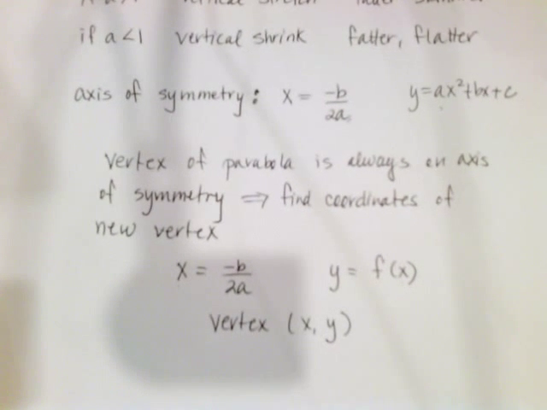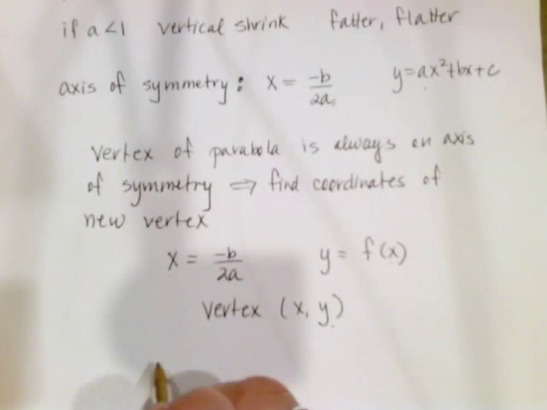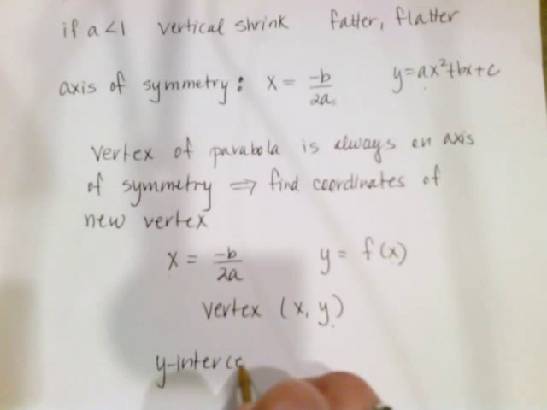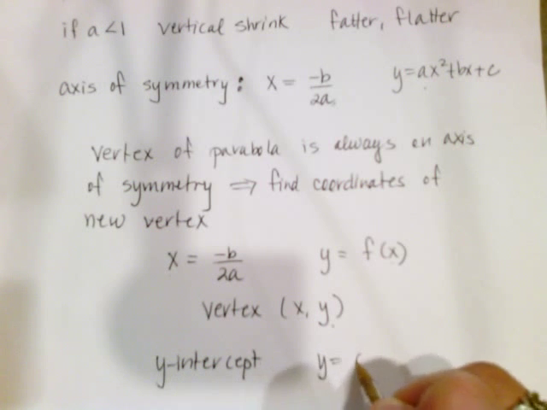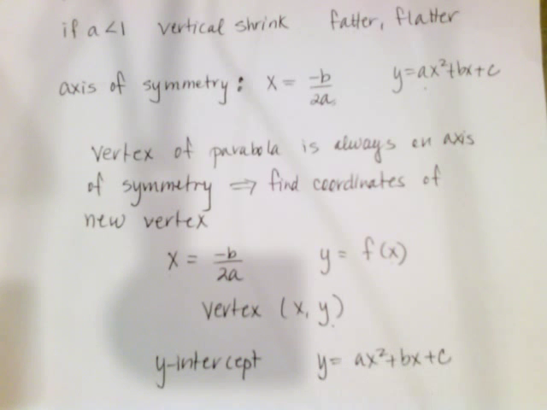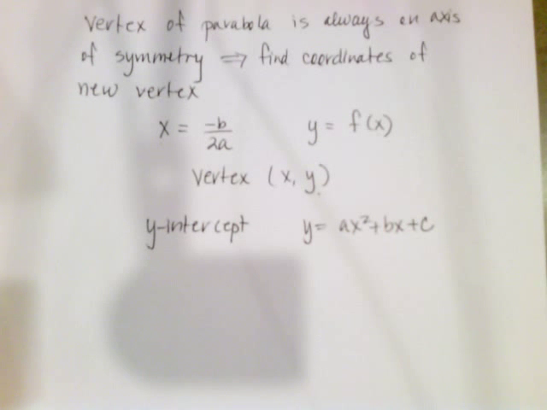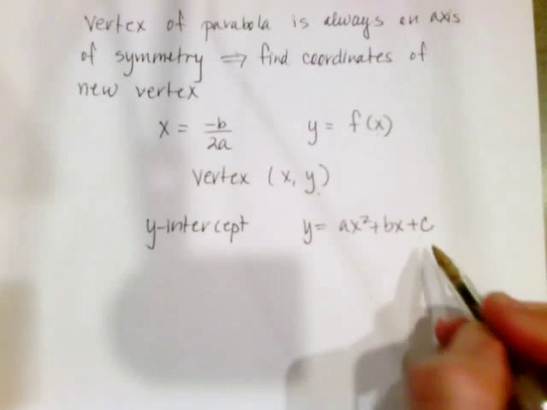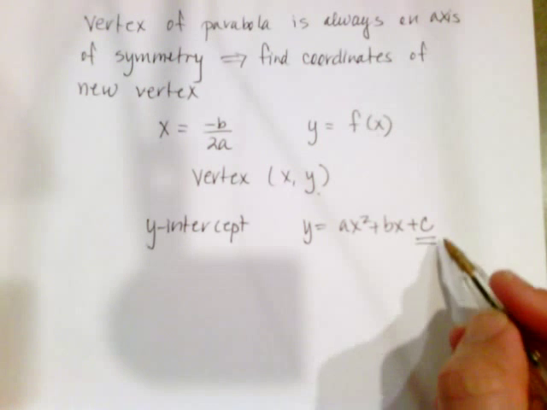Okay? So my vertex is going to have coordinates with x and y. My y-intercept, which is very polite, comes from the original equation. So if I had y is equal to ax squared plus bx plus c, the y-intercept comes from the original equation. So the c in the original equation is the y-intercept.